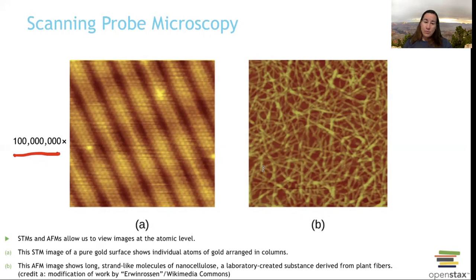So our scanning probe isn't using light or electrons, but these very sharp probes that can interact with the specimen, and it's crazy small. We are looking at very, very small things like atoms with a scanning probe.